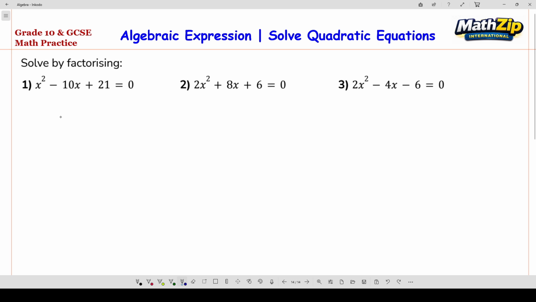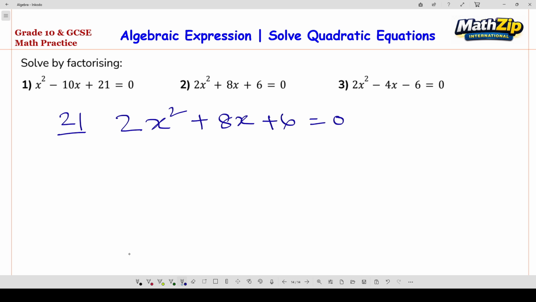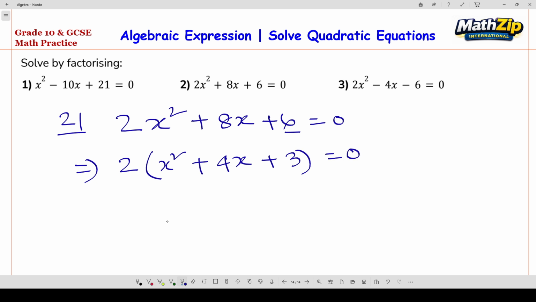Question 2. 2x square plus 8x plus 6 equals 0. Before solving this equation, we can take common 2, because here all coefficients are even numbers and the constant is also an even number. So we can take common 2: x square plus 4x plus 3 equals 0. Now we can divide both sides by 2. So it will be x square plus 4x plus 3 equals 0.